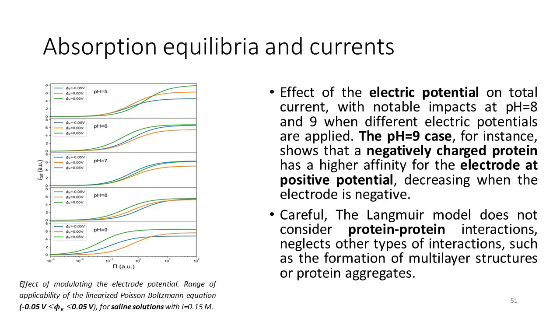Okay, we have watched the plots of absorption without applying an electric potential. Now we want to see what happens when I apply an electric potential. And here we can see that the electric potential has an effect on the total current, and the main notable impacts are at pH and pH 9. For example, in the case of pH 9, we can see that when the electrode is negatively charged, the protein has a higher affinity than when the electrode is positively charged.